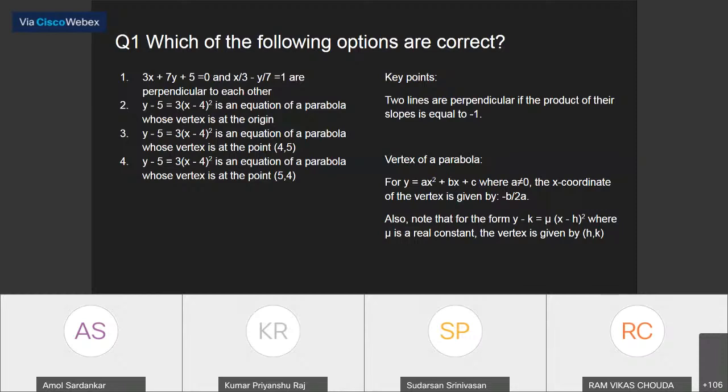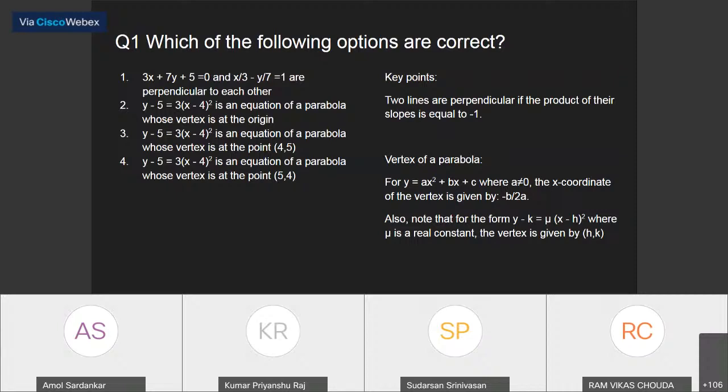For the first option, the first line is in the form ax plus by plus c, and its slope would be minus b by a, which in this case is minus 7 by 3. And for the second line, simplify it first into the same form. No, the slope of the first line is not minus 7 by 3. Can you check again? When it is in the form ax plus by plus c, what is the slope? Yeah, correct, minus 3 by 7, right? Not minus 7 by 3.